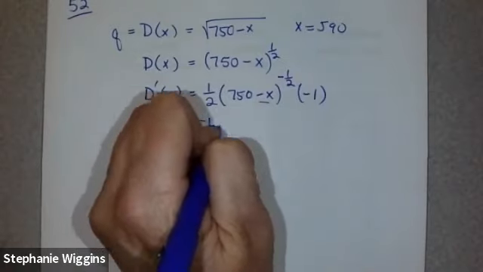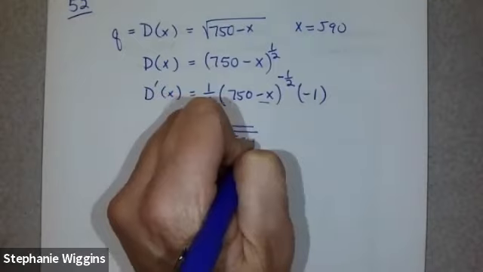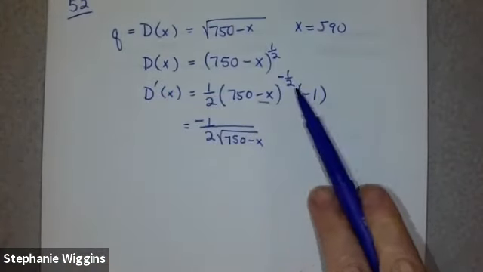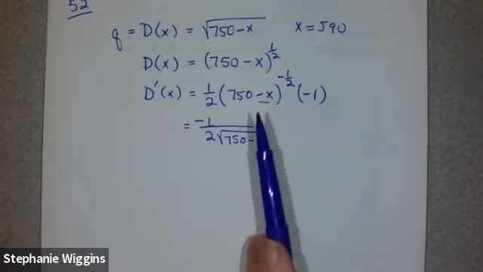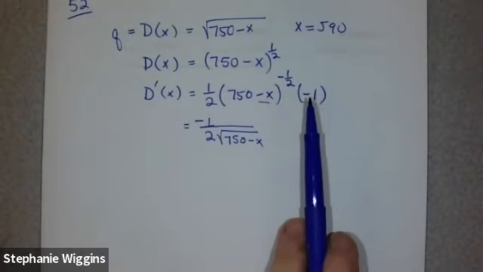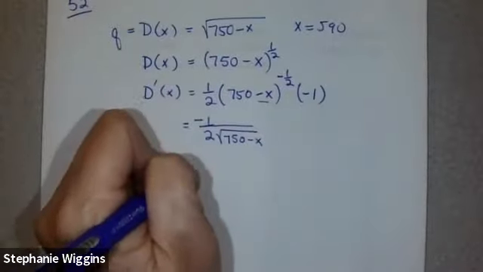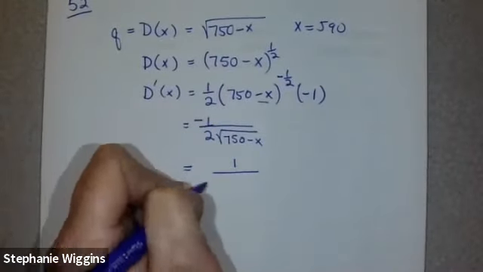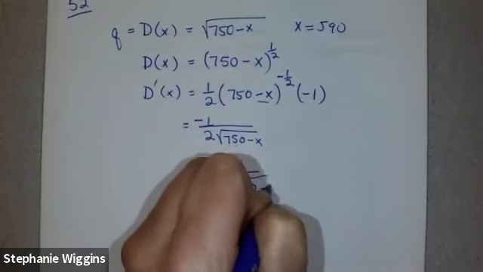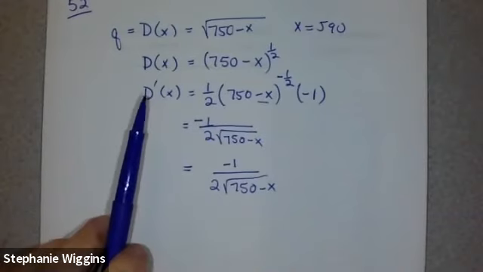So this whole thing is going to be times the square root of 750 minus X. Again, the square root comes from this 1/2, and the fact that I put it in the denominator comes from this negative exponent. And this negative is multiplied, so I can just put it in front of the 1/2. Just to write that a little nicer, it's negative 1 over 2 square root of 750 minus X. This is the derivative of the demand function.